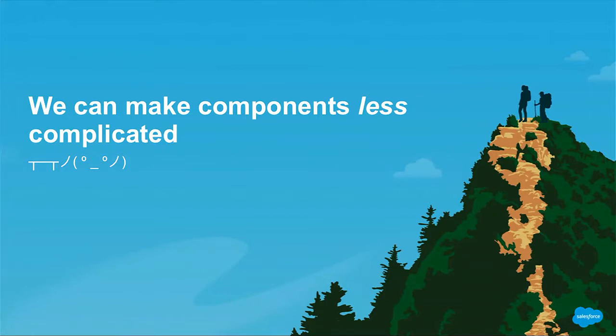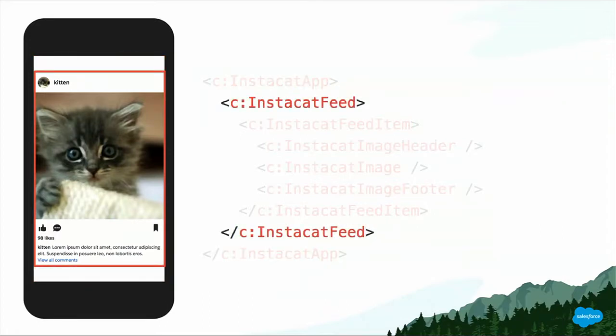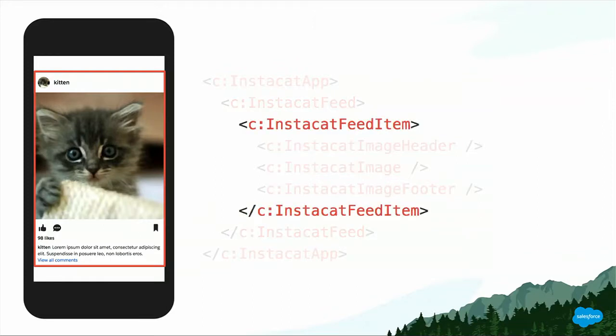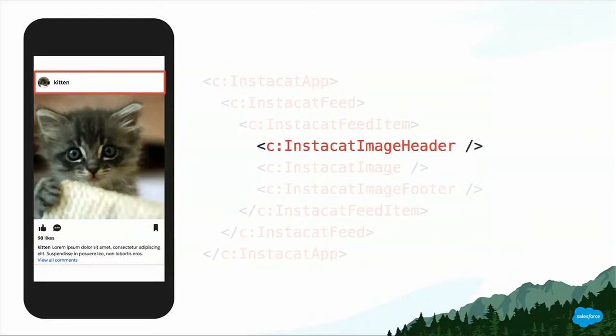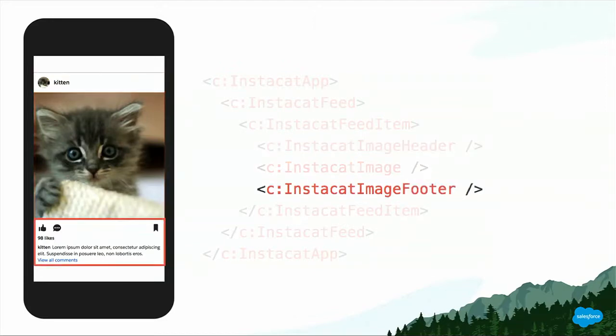So to demonstrate what we're talking about today, we've made a little application. It's a fun cat photo sharing app called Instacat. And if we look at this application in terms of Lightning components, we have our top level application. And then we have a feed, and you've probably seen feeds on many different apps like Twitter. And then inside there, we have a bunch of feed items. And in each feed item, we're going to have a header, which displays the user information and the avatar, the actual image itself, and then finally the footer. And the footer has comments, likes, things like that.